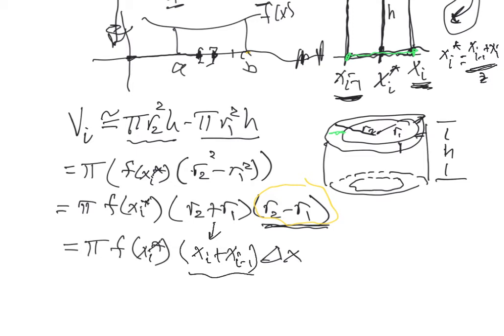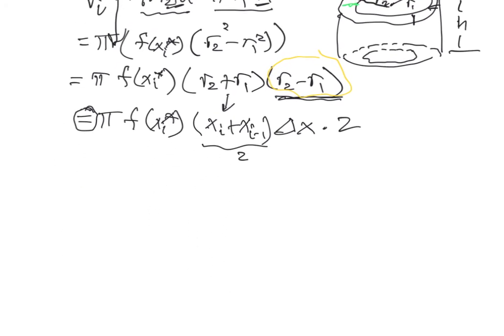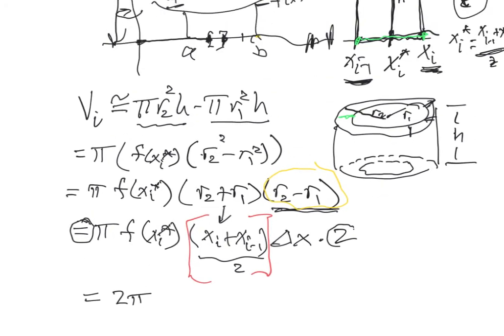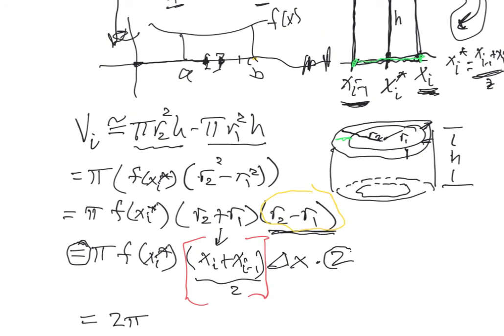So let's divide by 2. We want it to still be equal, so if we're going to divide by 2, we have to multiply by 2 as well, and then take a look at what we get. It's fairly amazing. So this equals, let's take the 2 and bring it up with the pi. It's just a constant. This quantity is none other than xi star, the midpoint.